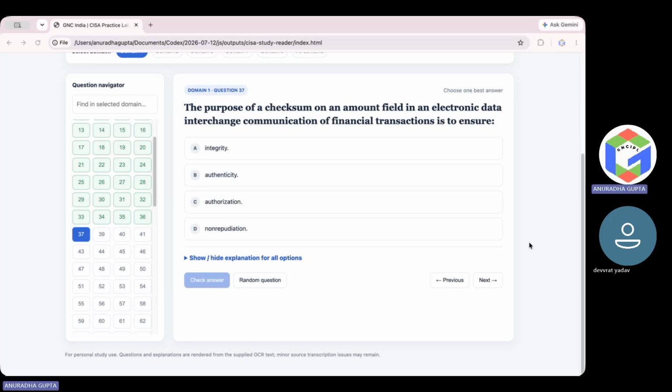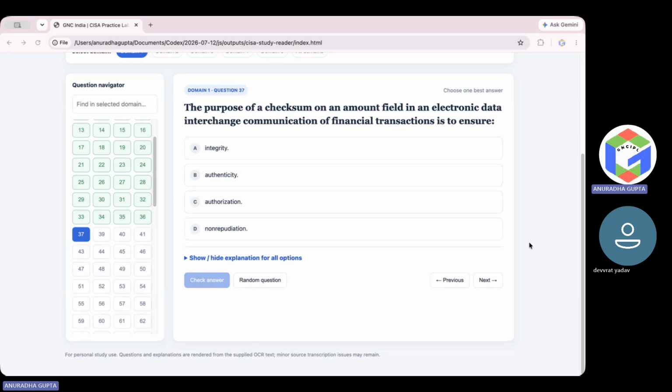So what is the problem here? Whether it is integrity, non-repudiation, authentication, authenticity, what is the issue that arises? Authenticity or integrity? I think integrity. They both look the same. A or B, authenticity. Authenticity is how you can ensure your authenticity.